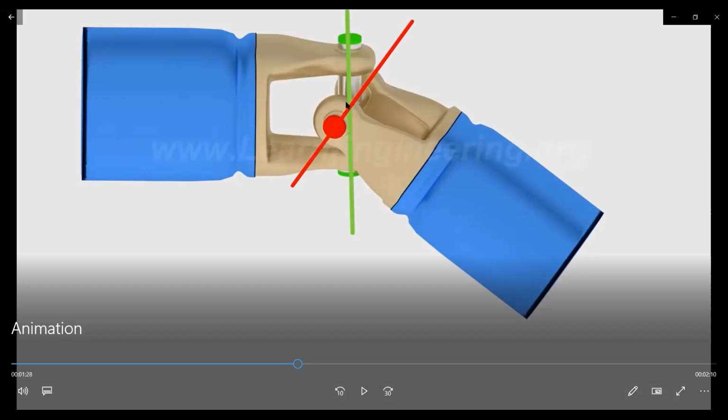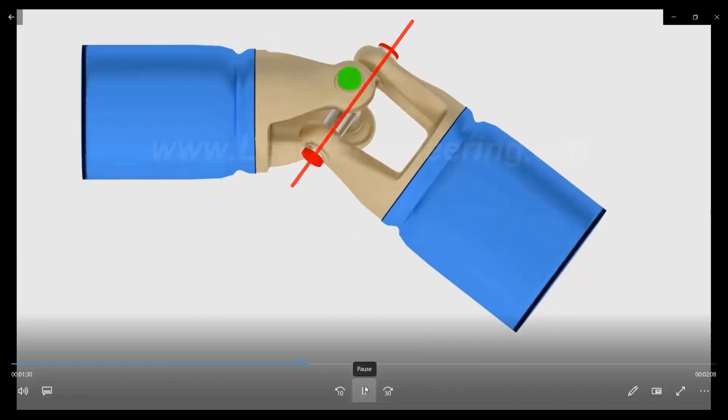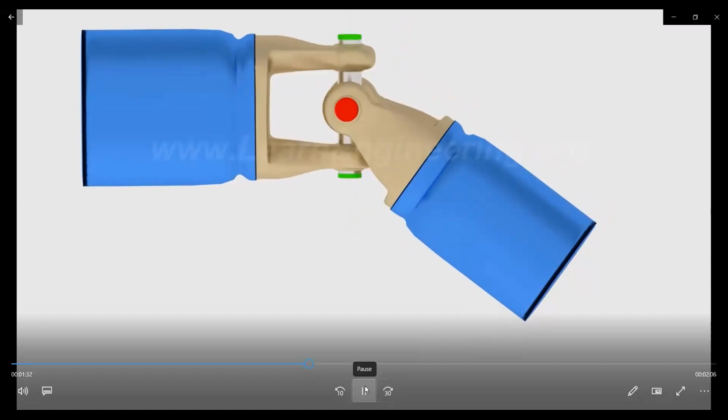In the earlier case, when the axes were collinear, both the arms were turning in the same plane, that is the green plane. But now what is happening is that the second arm has to turn in a different plane, meaning its plane is inclined. The red ends move along the inclined plane, and the cross has to spin along the axis connecting the green ends.